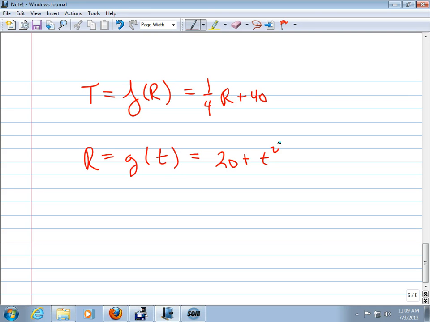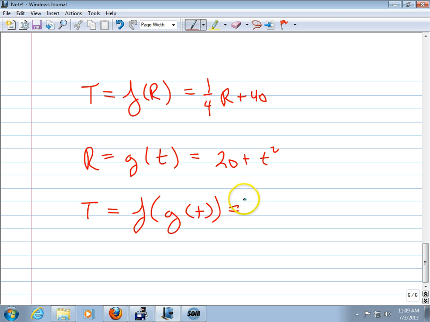So what if I want the temperature as a function of time? What if I want big T as a function of little t? Can't I plug in a little t, let's say 0, get 20, plug it back into here, 20 over 4 is 5 plus 40 is 45 degrees? Can I do that all in one step? Can I do f of g of t? How do you do that?